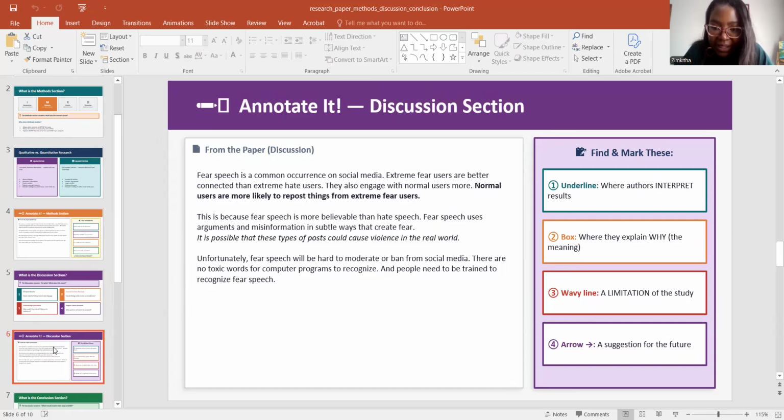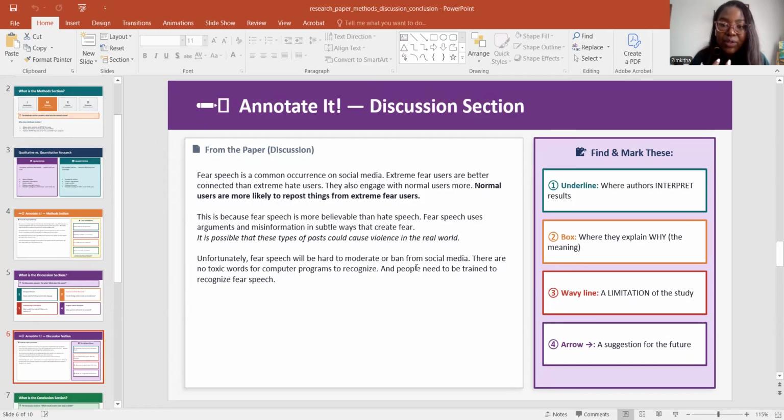Where did they explain this? Okay. What was the limitation? If you look there in paragraph 3, unfortunately, fear speech will be hard to moderate or ban from social media. There are no toxic words for computer programs to recognize, and people need to be trained to recognize. So it tells you the limitation, and also it tells you the future suggestion. So better computer programming needs to be established that can actually capture language that is altered towards fear, towards hate speech. Okay, or fear speech.